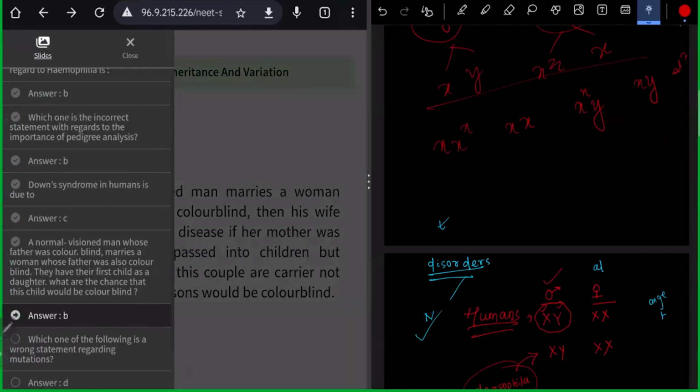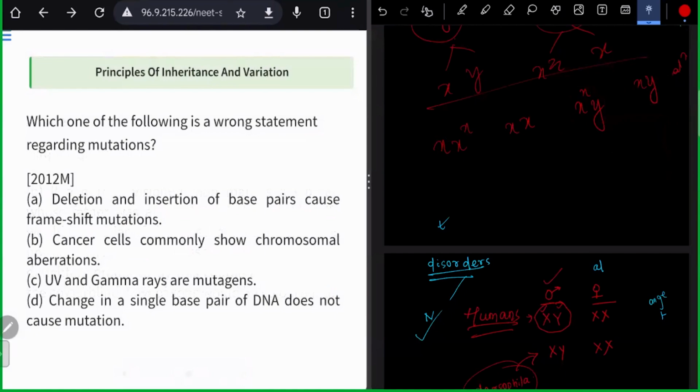Here you can see the last question. Which of the following is a wrong statement regarding mutations? Mutations means there can be a point mutation, that means only one base pair is affected, which is known as point mutation. Deletion and insertion of base pairs can cause frameshift mutation. If base pairs are deleted or inserted, then there is a frameshift mutation.